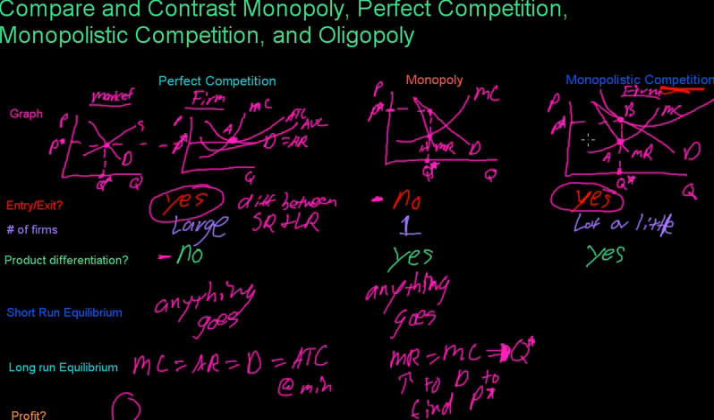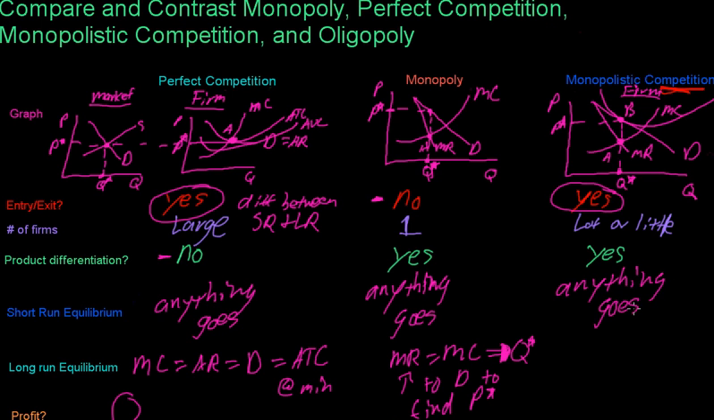So in the short run, again, anything goes. It can earn a profit or a loss. Average total cost could be like down here. Average total cost could be way up here. And I'm just going to erase those lines because otherwise that graph is completely confusing. But anything goes because we don't have this entry and exit.